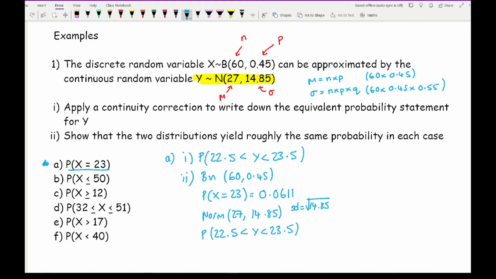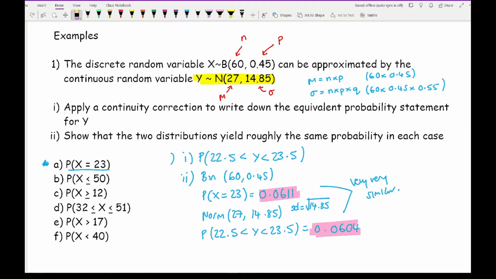So for this, again, I'm going to use my calculator. I'm going to have the norm CD. Lower bound is going to be 22.5, the upper bound is going to be 23.5, the mean is going to be 27, and the standard deviation is going to be the square root of 14.85, in which we get that this probability should equal 0.0604. Now as you can see, in terms of comparing the two, this value here and this value here are very close. So very, very similar. And that'll be the answer for part A.